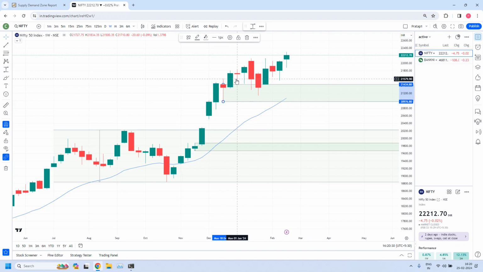Actually, this is not a valid zone. But reference purpose. Why reference purpose? Mostly in this area, in lower time frames, you may find good zones. That's why, for reference purpose, we as humans can draw a zone, but it is not a perfect zone.